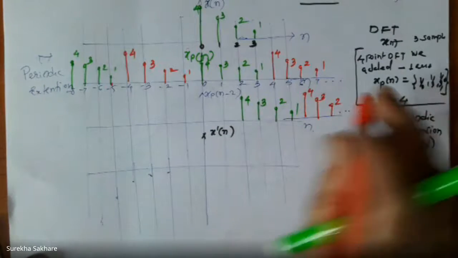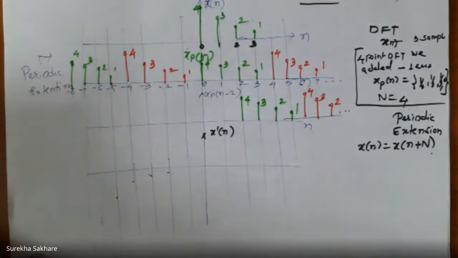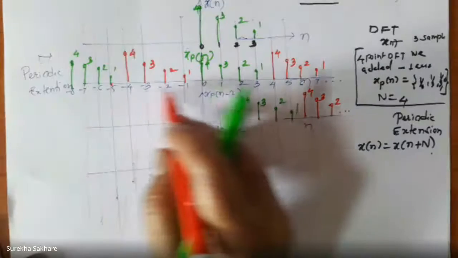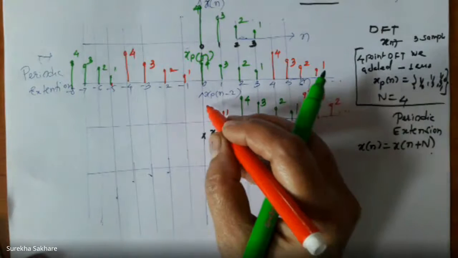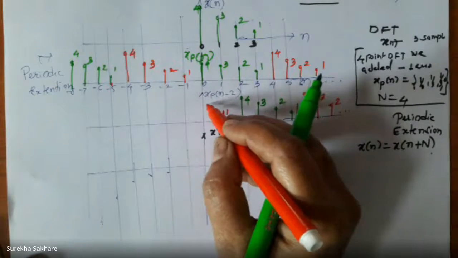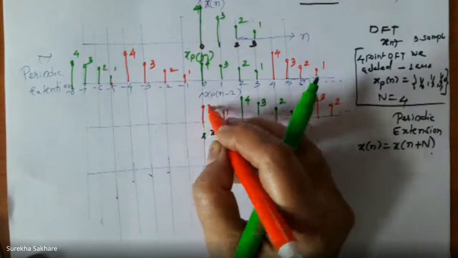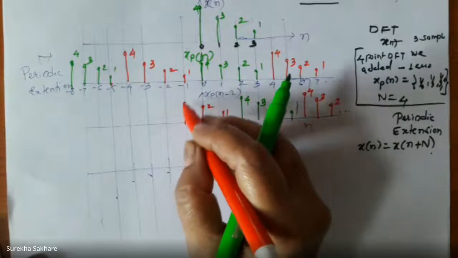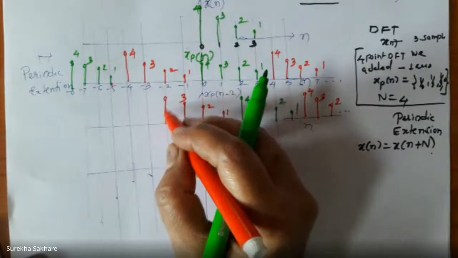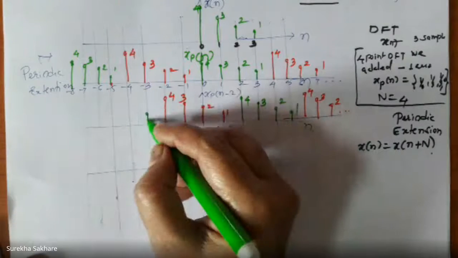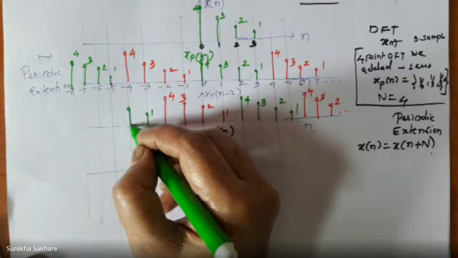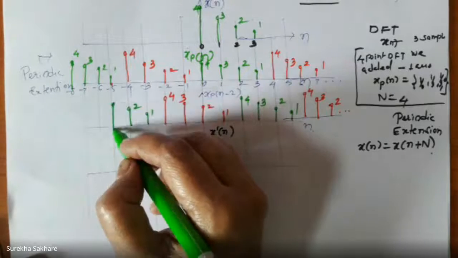Now here, these 4 samples have arrived at this position because of the shift. I have been dragging them to the right: 3 and 4. The two samples of the green have come here: 1, 2, 3 and 4. And similarly there will be a drag from this side.